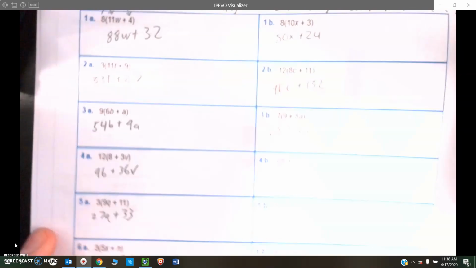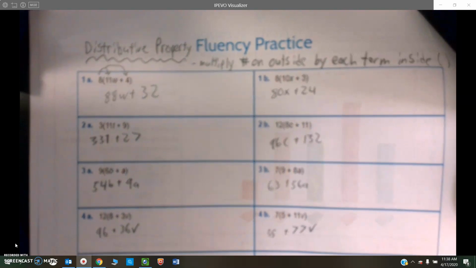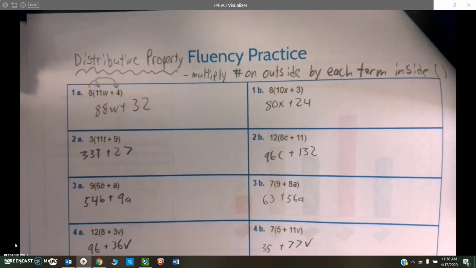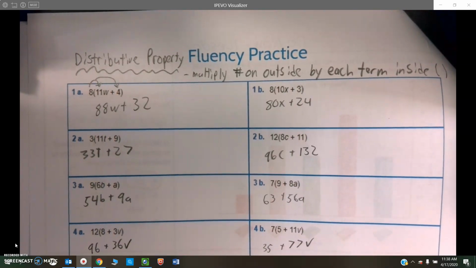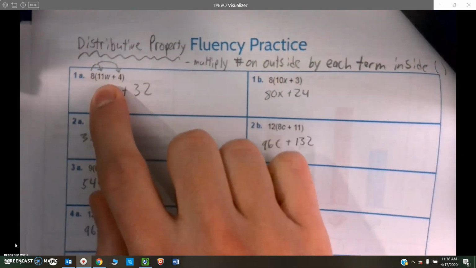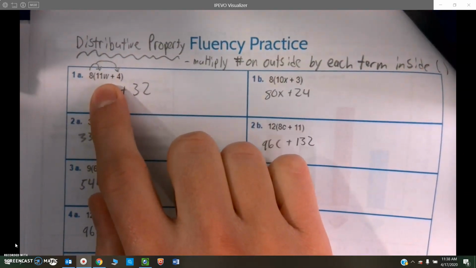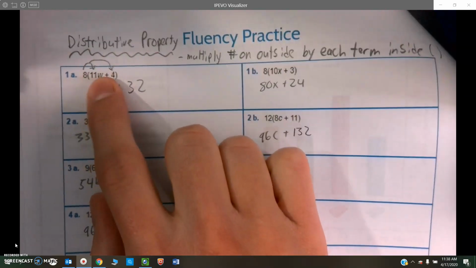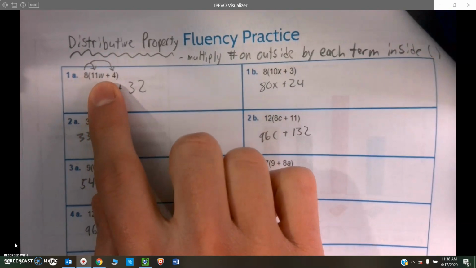Now, for your fluency practice, this was all distributive property problems. So once again, the distributive property, I wrote the definition up above. That means that you multiply the number on the outside of the parentheses by each term inside the parentheses. And the reason why I'm using the word term instead of number is because 11w, like a number with a variable attached to it, we just refer to as a term, okay?